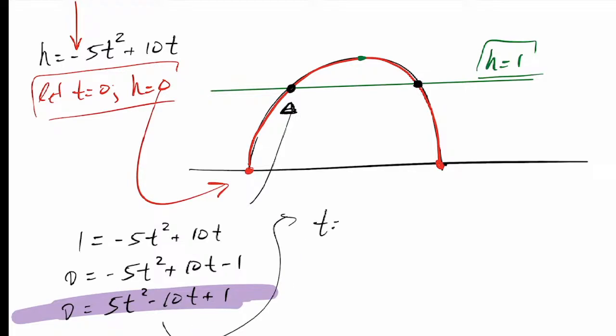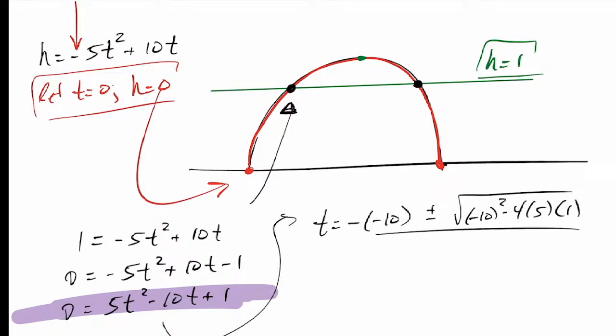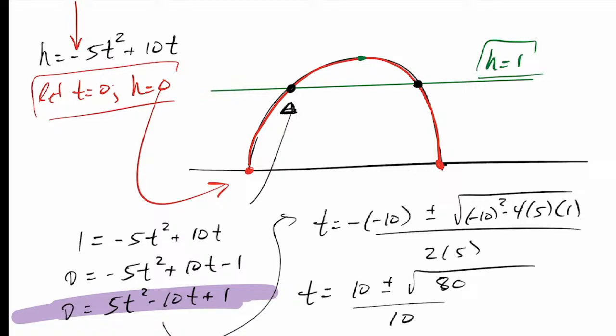So the quadratic equation is, and again, you'll need to know that for the exam, negative b plus or minus the square root of b squared minus 4ac, the whole thing over 2 times a. Right, so I went right to my quadratic equation, so I'm getting 10 plus or minus the square root of 100 minus 20, which is 80, over 10. And then you got to solve this.